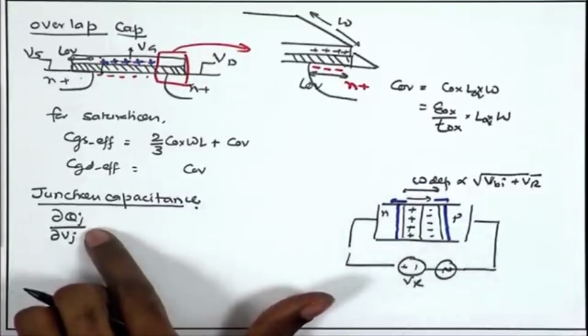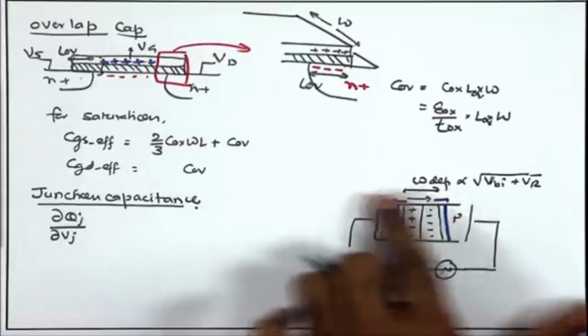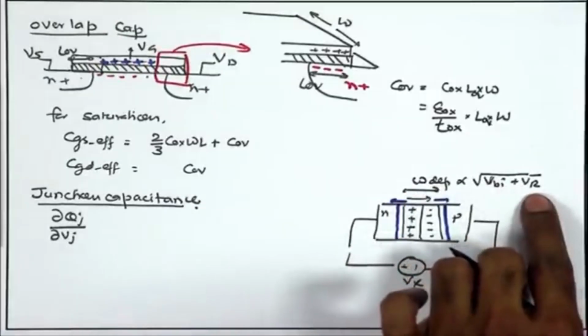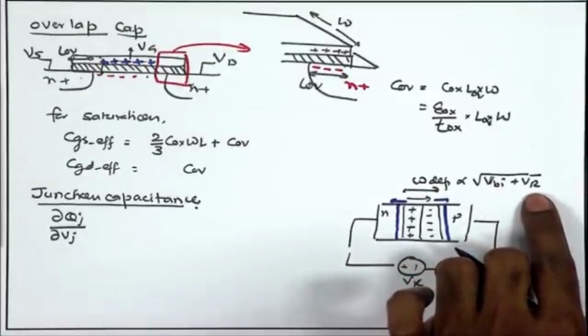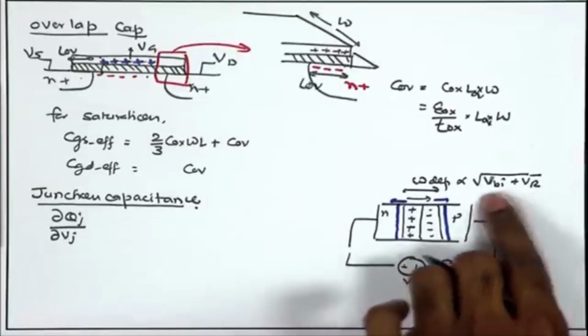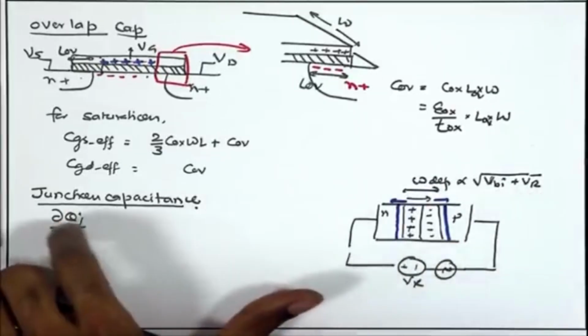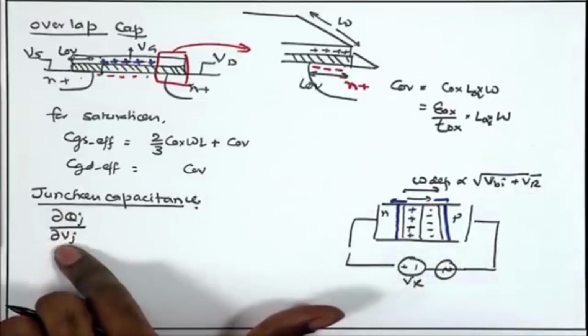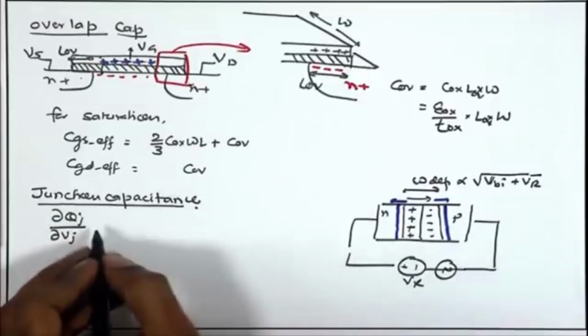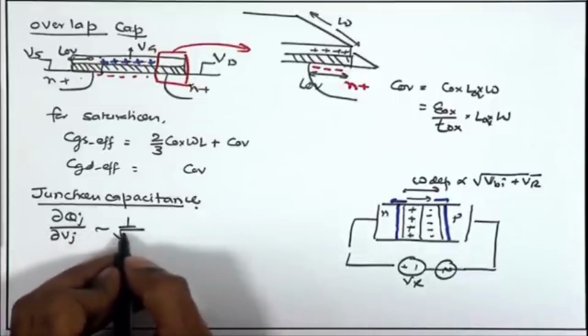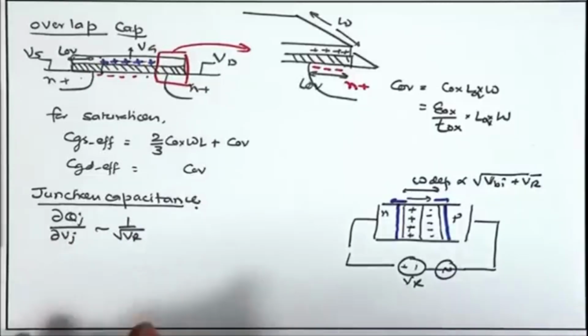So, in general this can be a nonlinear relationship. As we see, the W depletion is dependent upon the root under VR, and likewise the total channel charge is going to depend upon root under VR. So, dq by dV is going to depend upon 1 upon root under VR. So, we can say this is going to be something like a root under VR relationship.